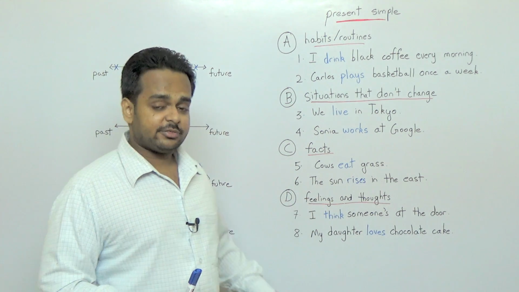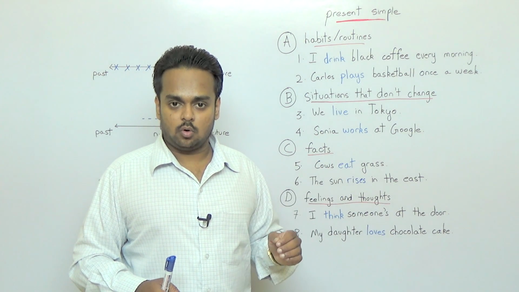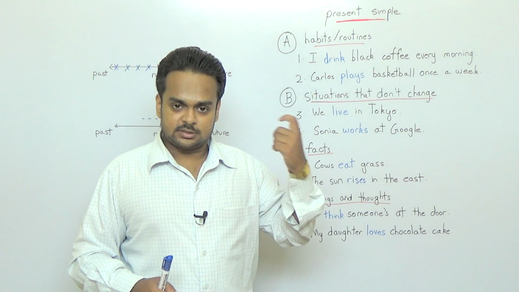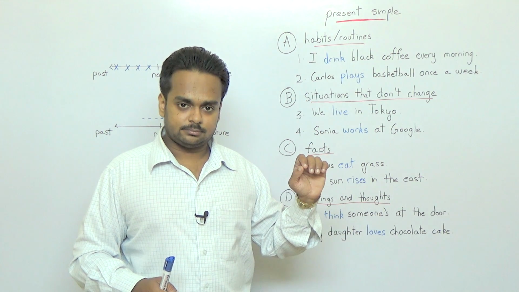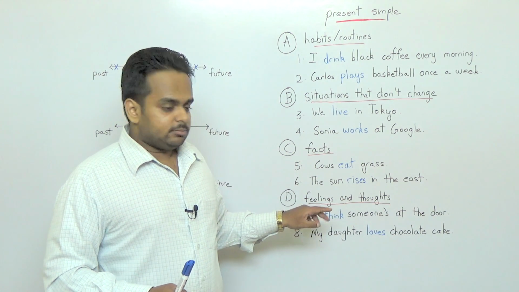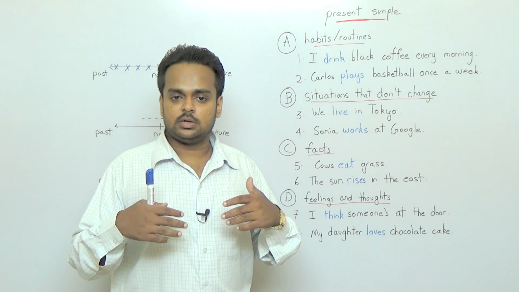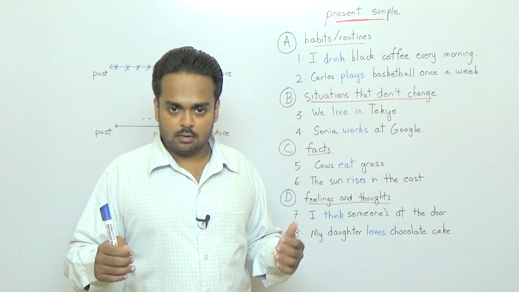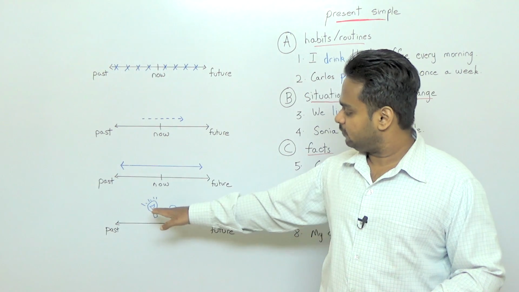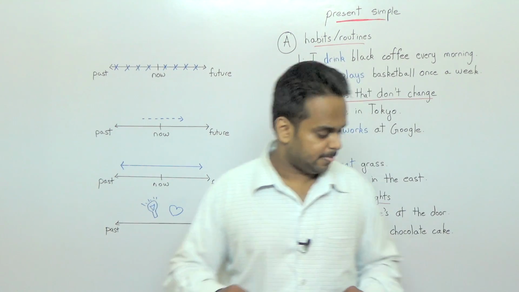For example, I think someone's at the door. So I hear the doorbell ring, or I hear someone knocking on the door, and I say, I think someone's at the door. Now for verbs about feelings or thoughts, we don't really care whether it's now or whether it's general. Because whenever we have a thought or a feeling verb, we use the present simple tense.